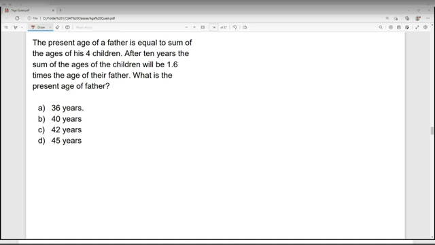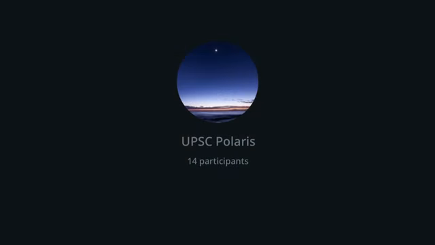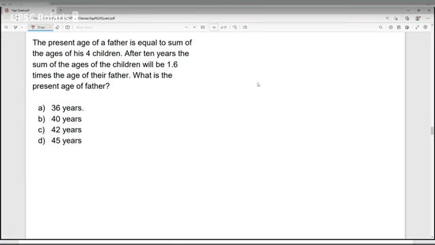The present age of a father is equal to the sum of the ages of his 4 children. Full stop. After 10 years, the sum of the ages of the children will be 1.6 times the age of their father. What is the present age of the father? So we need to calculate the present age of the father. So mark it as F and circle it. And we have the timeline: the present age, and then after 10 years. So we have T, and we have T plus 10.